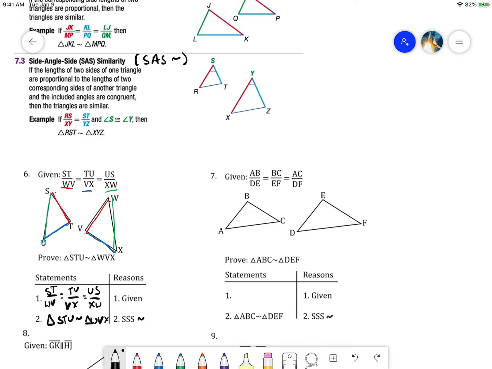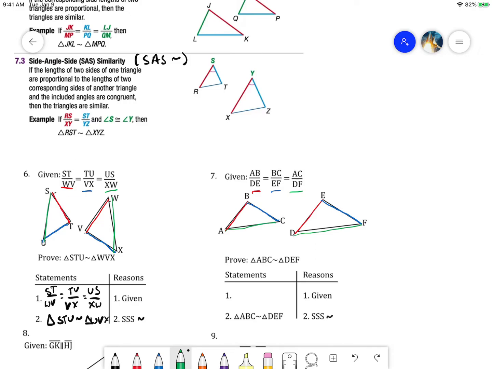All right, so for number 7, again, I would always go through, and you can use different colors if you'd like while you're doing this. It usually helps me out as well. So the ratio of AB over DE is going to equal the ratio between BC over EF, and the ratio AC over DF. And again, that's our given information.